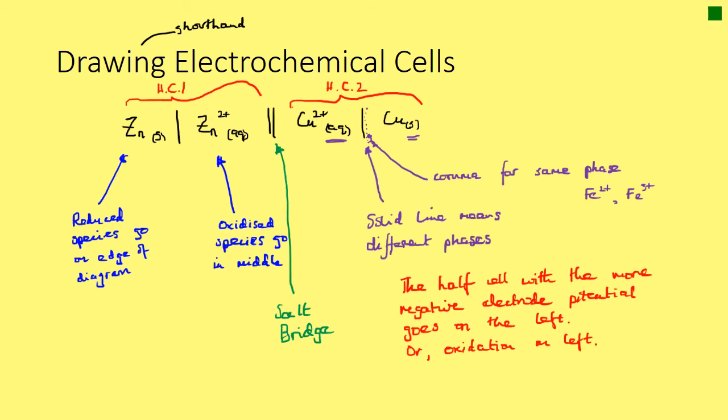So if you remember, when we had the Fe2+ and the Fe3+, that would be separated by a comma and not a vertical line.